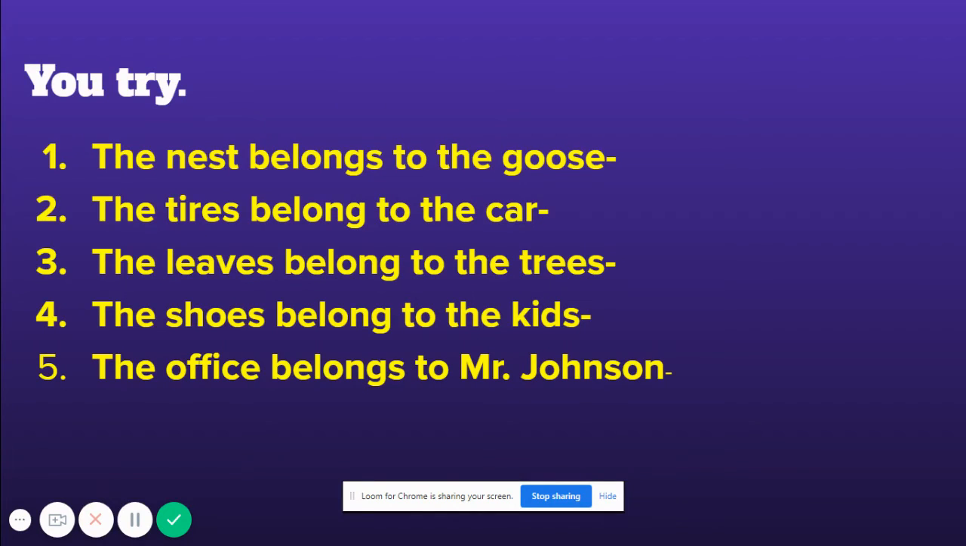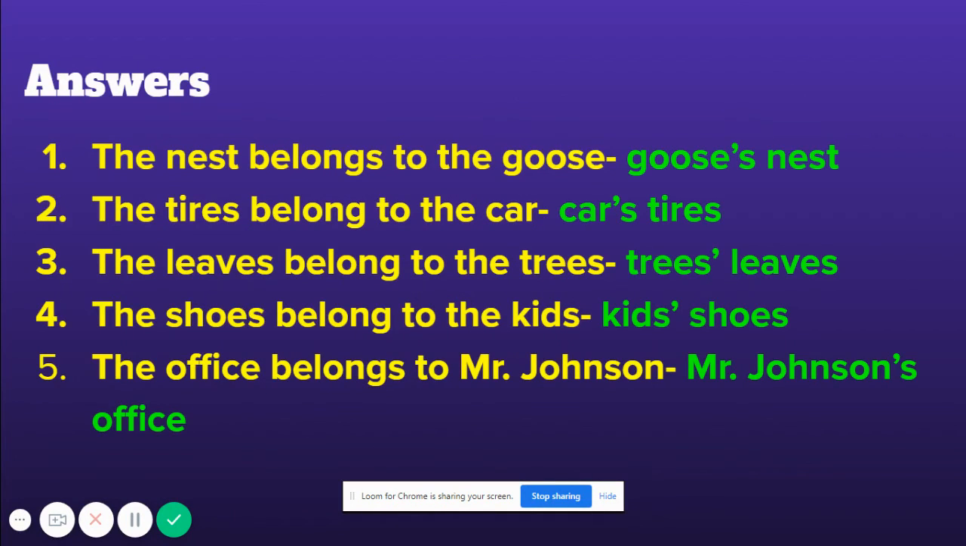All right, here are the answers. If you're not ready, you can pause it. Okay, so the goose's nest. Do you see how I took the word goose and I added apostrophe S because it was singular? Car's tires. I took the word car and added an apostrophe S because it is the car's tires. The tires belong to the car.